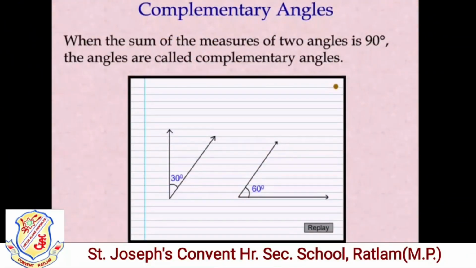So first is complementary angles. In this pair of angles, when the sum of the measures of two angles is 90 degrees, these angles are called complementary angles. As you can see in the picture, angle 30 and angle 60 are given. If we add both these angles, we get the sum 90 degrees. Such angles are called complementary angles. Here we can say 60 degrees is complementary to angle 30, and 30 degrees is complementary to angle 60.